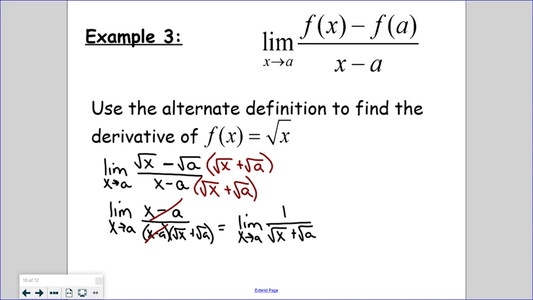And now I am able to do direct substitution because it's not going to give me a 0 in the bottom of my fraction anymore. So as x is approaching a, I can plug in a wherever there was an x. And knowing my good algebra, those are like terms. Square root of a plus square root of a is 2 square roots of a, right? So I would say 1 over 2 square root of a.